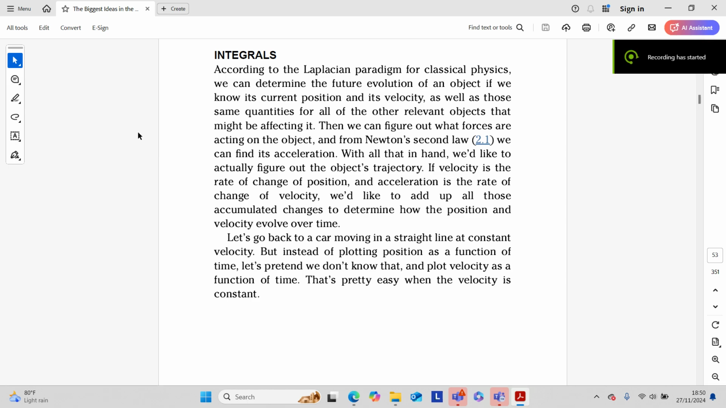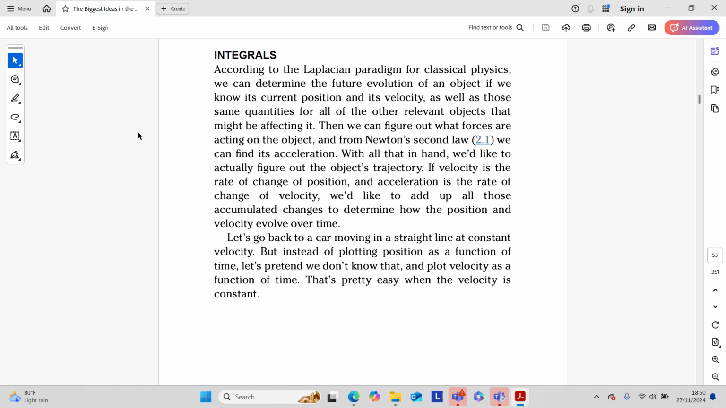Integrals. According to the Laplacian paradigm for classical physics, we can determine the future evolution of an object if we know its current position and its velocity, as well as those same quantities for all of the other relevant objects that might be affecting it. Then we can figure out what forces are acting on the object. And from Newton's second law, 2.1, we can find its acceleration.